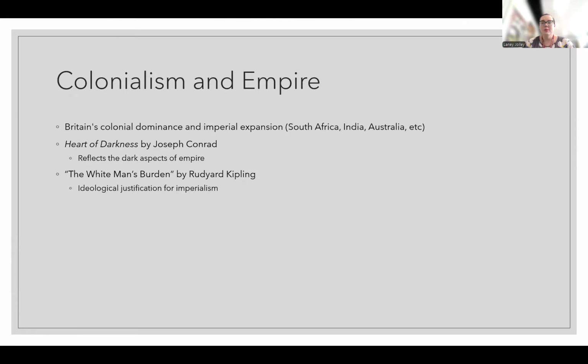There's also a lot of literature about colonialism and empire. Again, there's a couple of these authors that we're not going to be able to cover just because of the shortness of this class. But some influential writers at this time that are discussing colonialization would be Joseph Conrad in The Heart of Darkness, and then also Rudyard Kipling in his satirical work, The White Man's Burden.